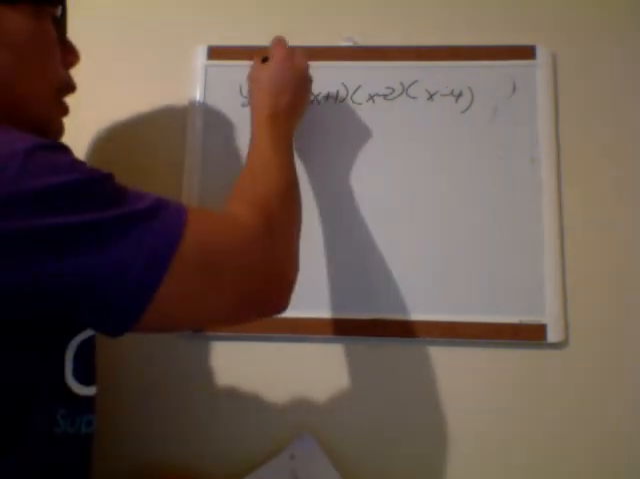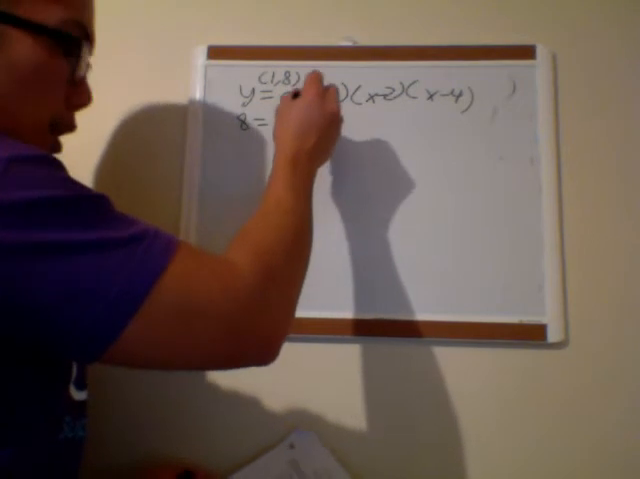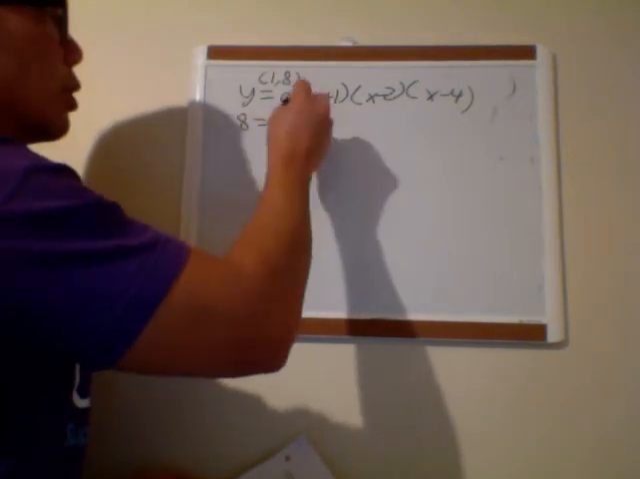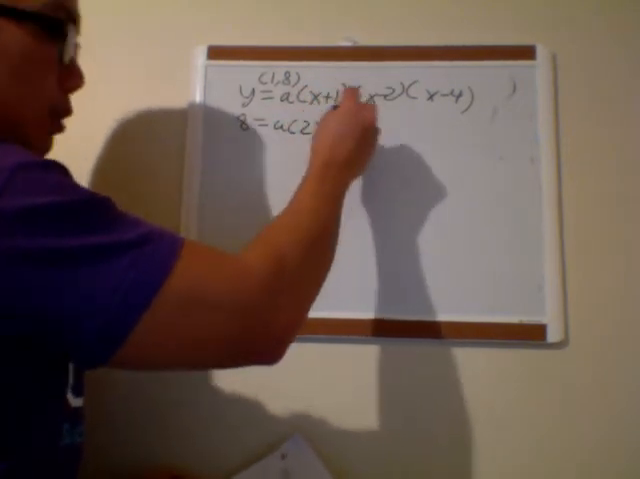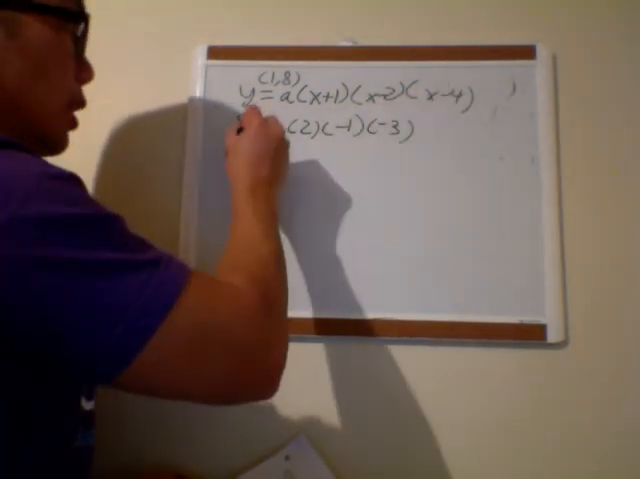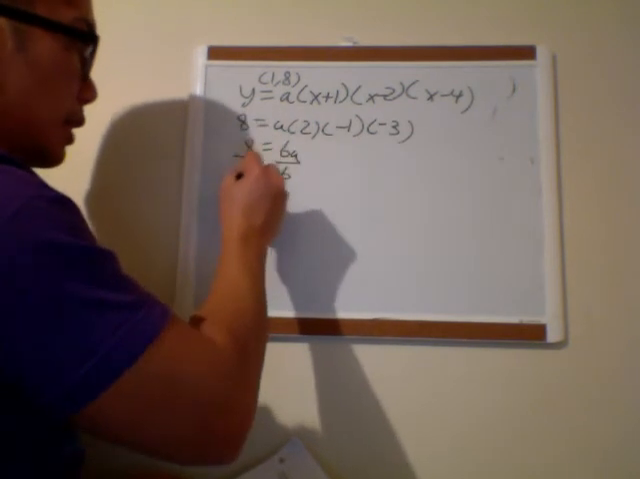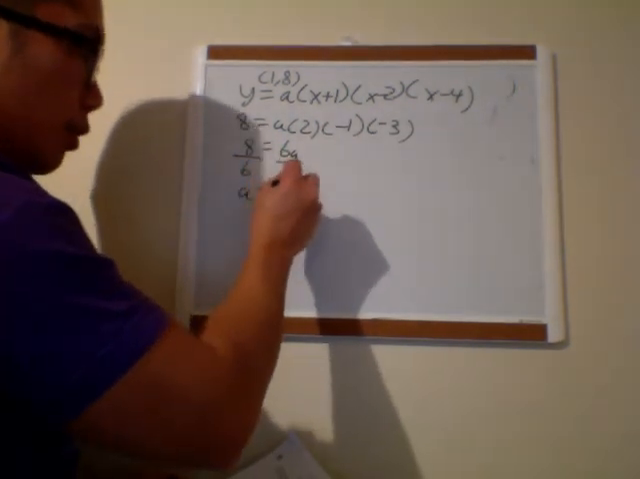So it goes through (1, 8). So this is 8 is equal to a times, 1 plus 1 is 2, 1 minus 2 is -1, and 1 minus 4 is -3. So I get 8 is equal to 6a. So a is equal to 4 over 3.